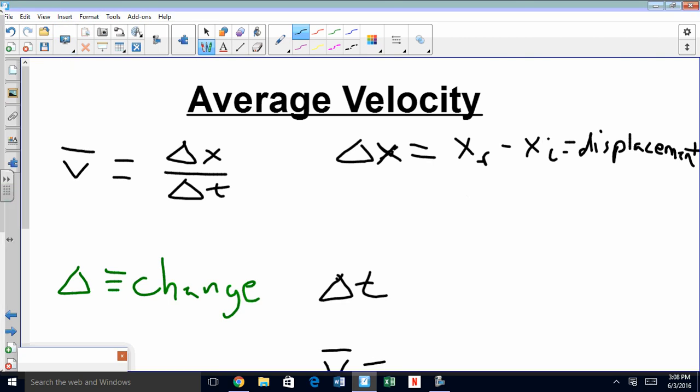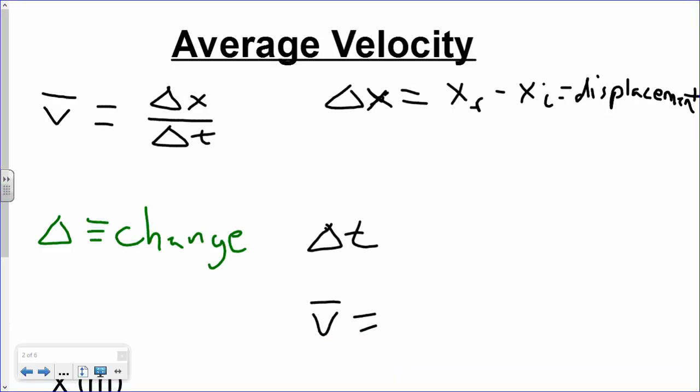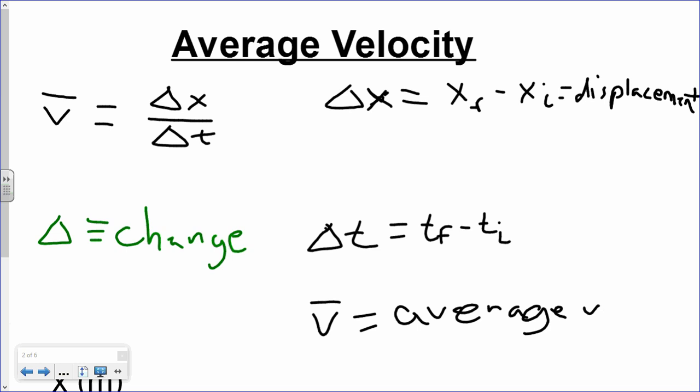The next variable that we have there, on the right side anyway, is delta t. You can think of this as t final minus t initial. Most people do not. They just think of it as its own thing. But it just means change in time. Delta means change. T means time. And v bar means average. If you ever see a bar on something, mathematically that means average, average velocity in this case. V is for velocity. The bar is for average.